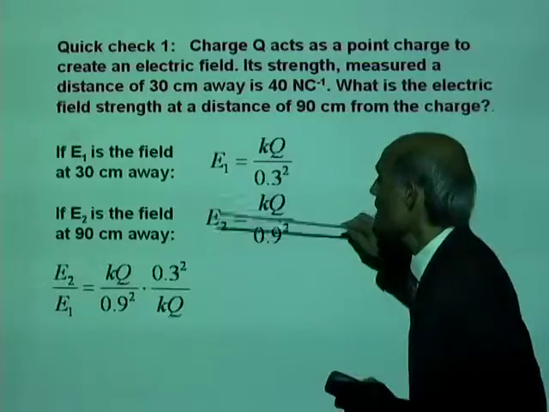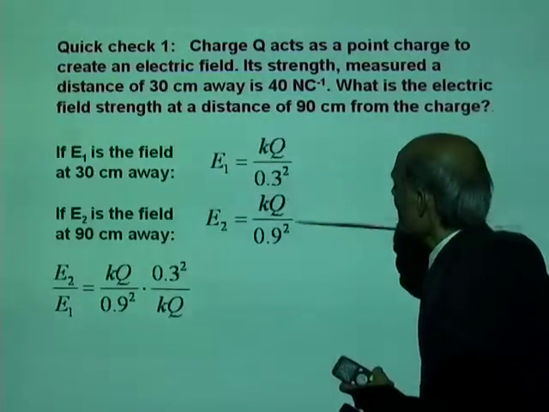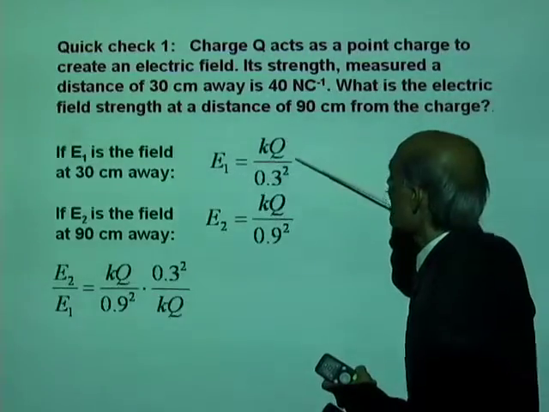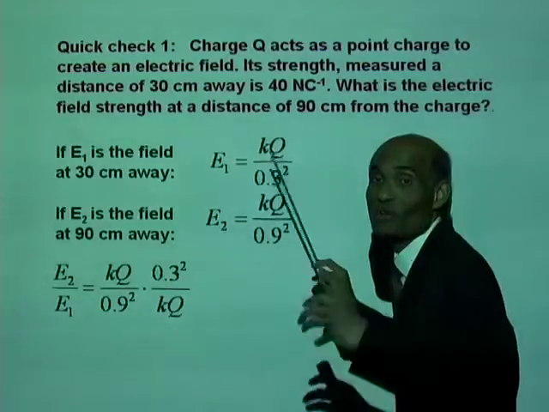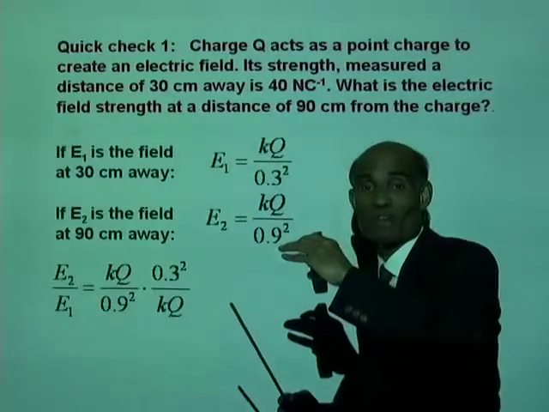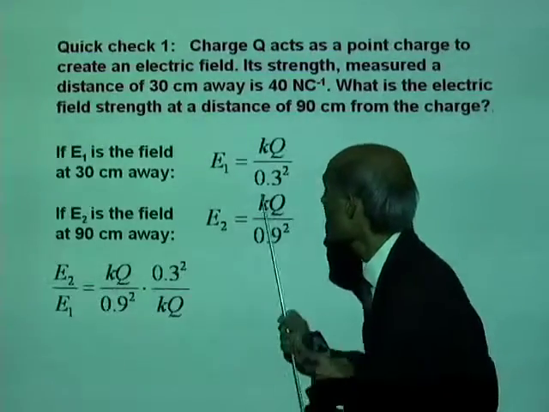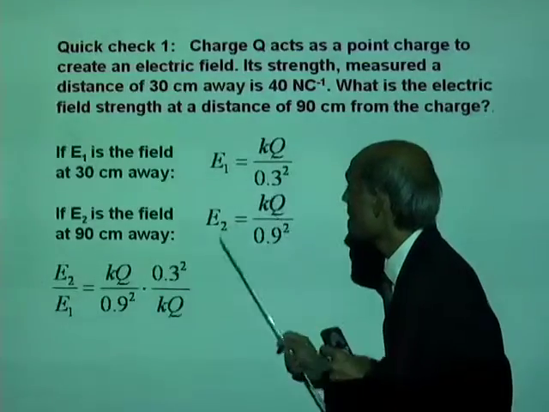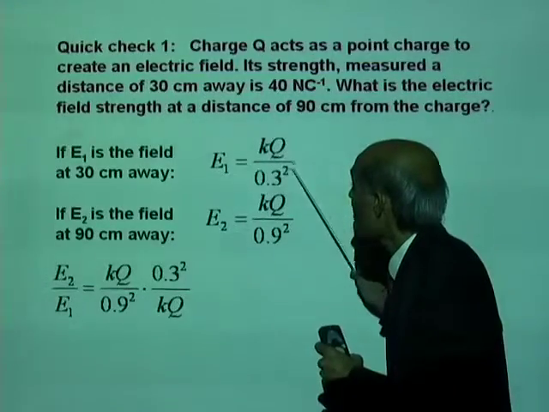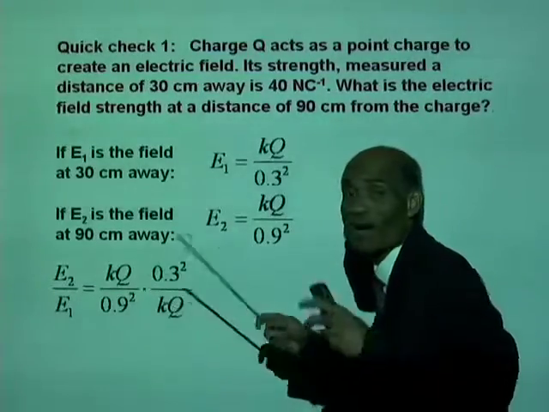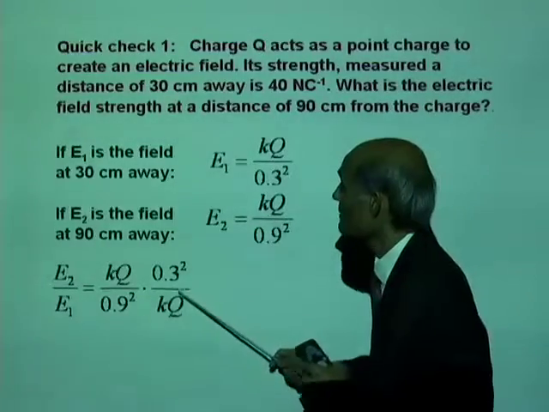E2 divided by E1. You see that? E2 divided by E1 is this quantity divided by this quantity. You know, when you divide by a fraction, you reverse and multiply. Is that right? That's what I've done here. Look at this. E2 divided by E1 is KQ divided by 0.9 squared. And instead of now dividing by this, I'm going to multiply with its reciprocal. Multiply 0.3 squared divided by KQ.